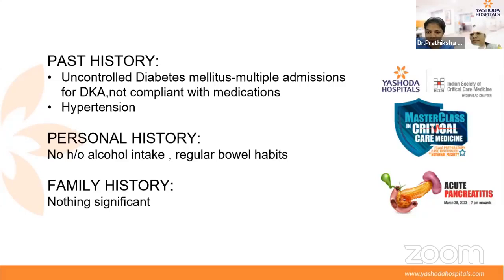Any other differential you would want to consider with this history, with radiation to back? Pain radiating to the back is also seen in aortic dissection or a myocardial infarction. Even cholecystitis pain radiates to the back. Pancreatic pain radiates to the back. Because a female patient with uncontrolled diabetes, can we think of any pyelonephritis, urosepsis like that? Yes, sir, we can think of, but there is no fever history, there is no suprapubic pain.